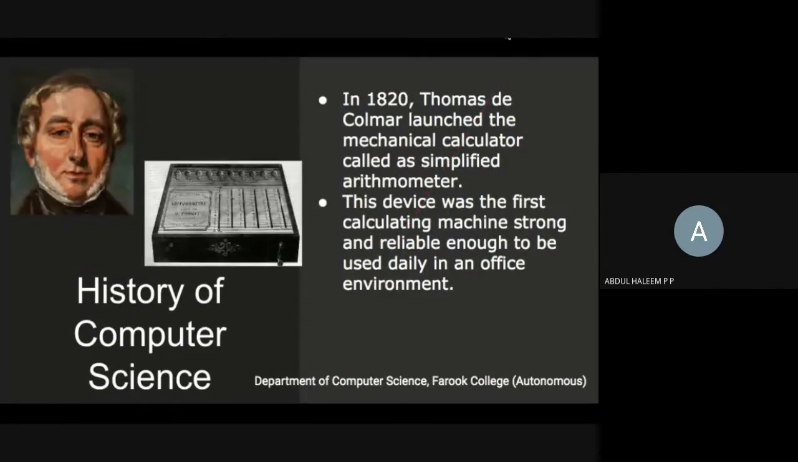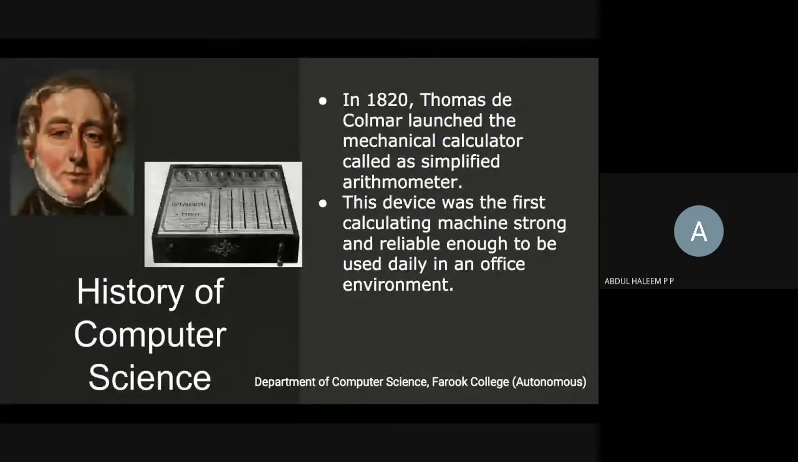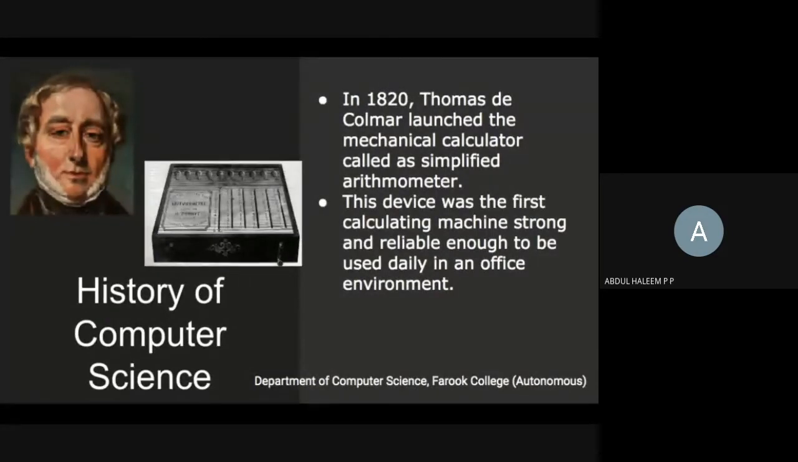Now in 1820, there was another invention. It was made by Thomas de Colmar. He launched a machine called the simplified arithmometer. This machine was portable and reliable enough to be carried to an office environment. So in this year, we got a device which could be used for computing our calculations, a calculator as such, a mechanical calculator.